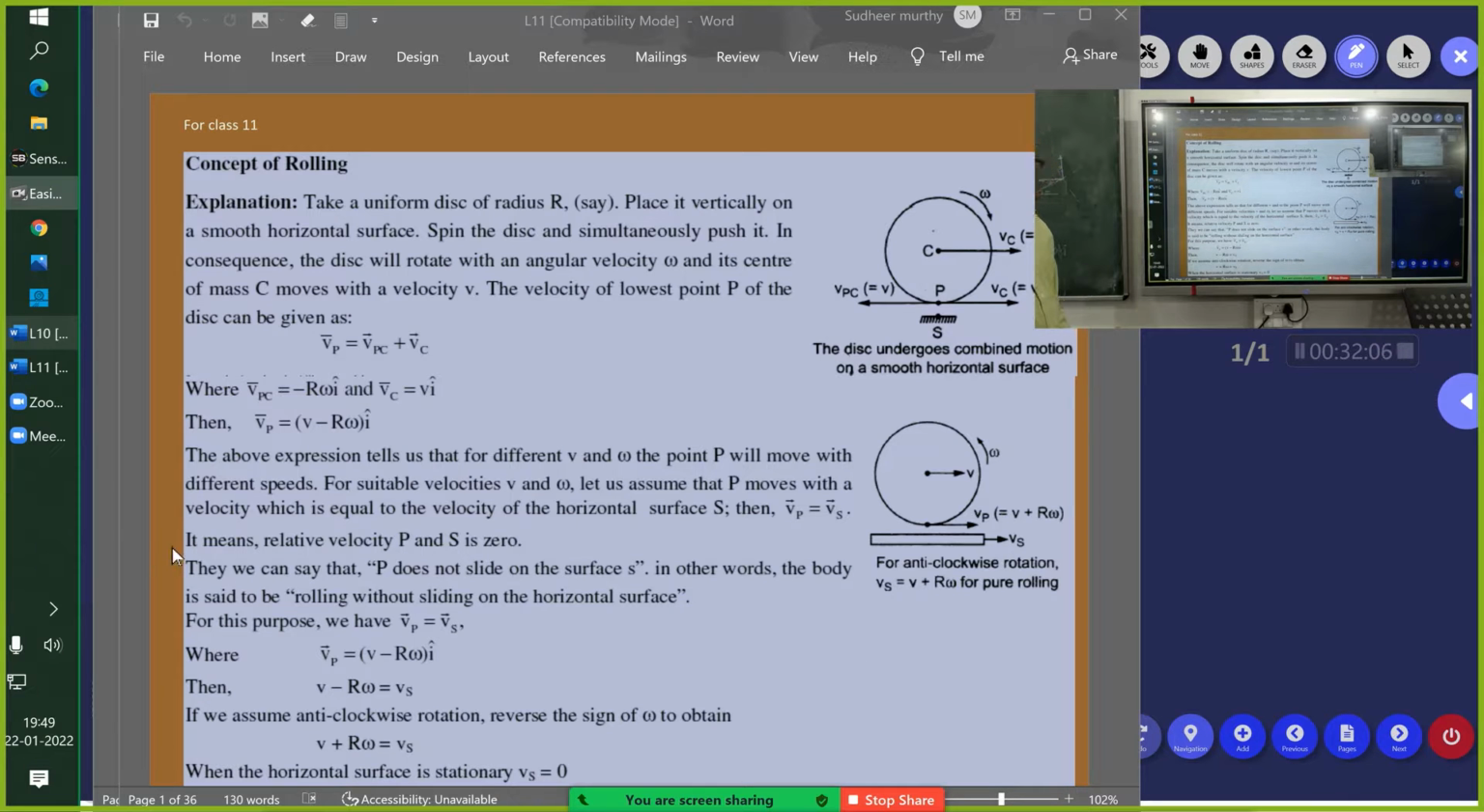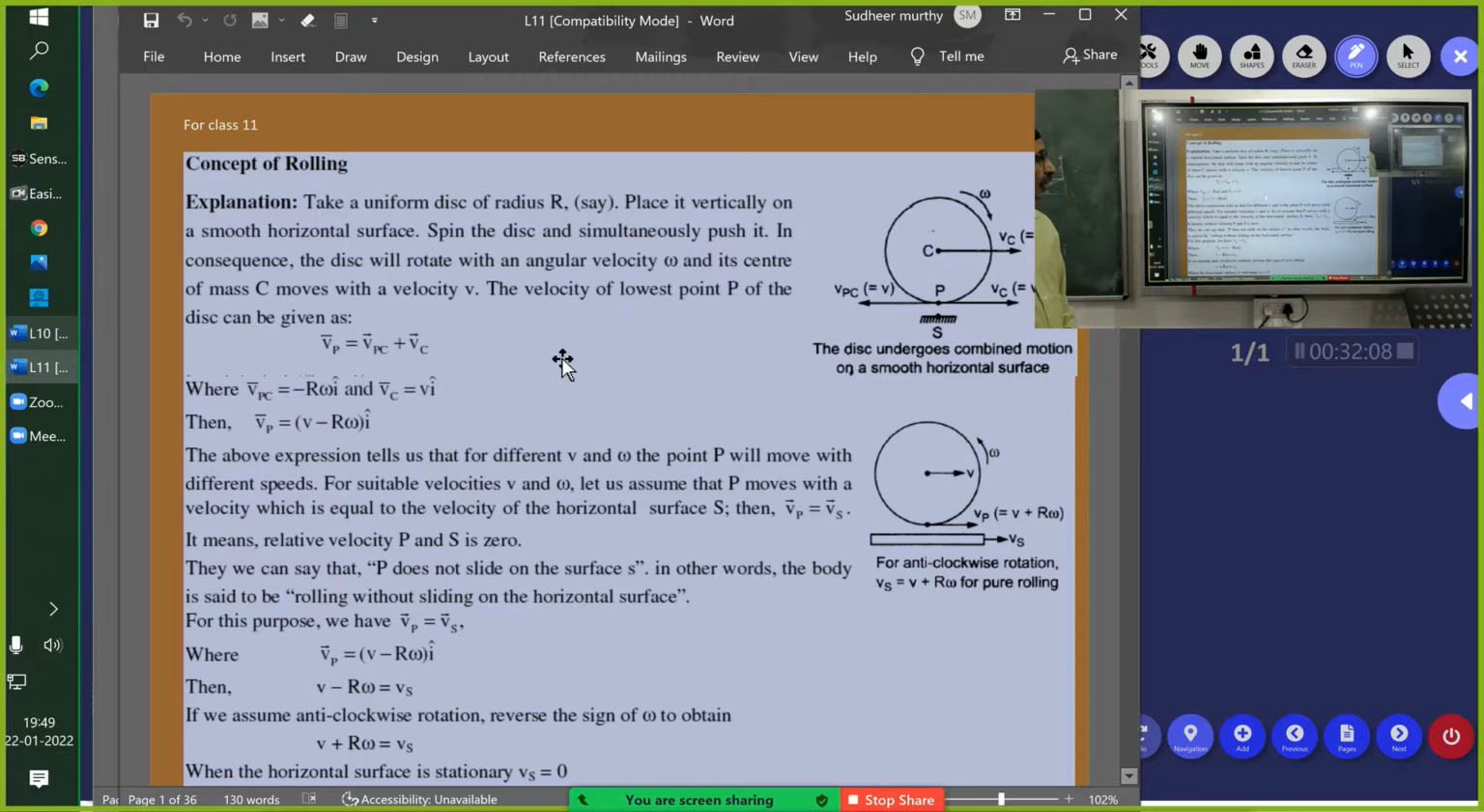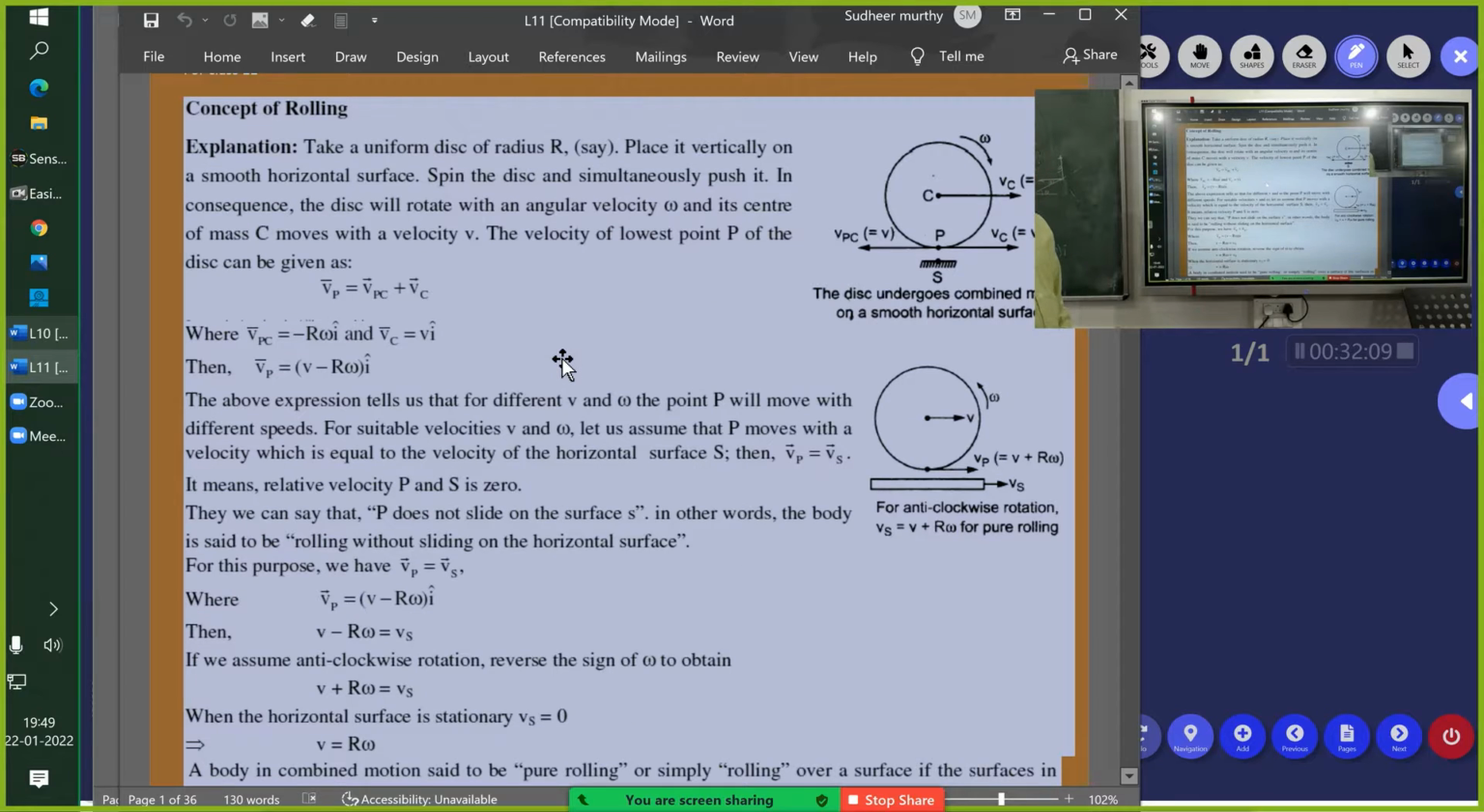Yes, we have already dealt with this, but I'm just giving you a different perspective. Again here, Vp is equal to Vp with respect to C plus Vc, the velocity of the lowest point P. I hope you are reading this.